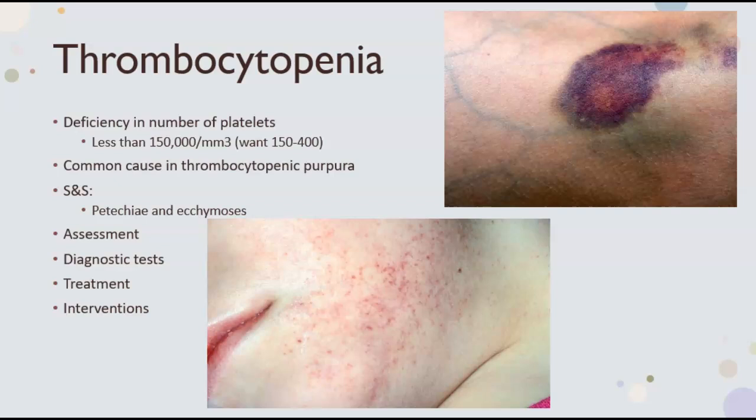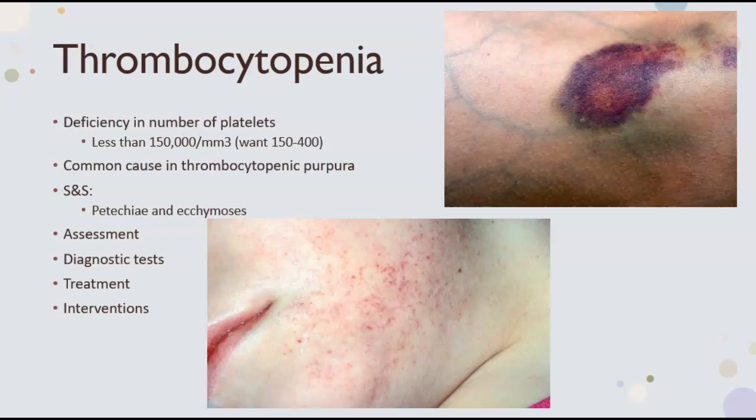A common cause is going to be thrombocytopenic purpura. So basically, the platelets become coated with antibodies. And these platelets function normally, but when they get to the spleen, they are recognized as foreign and they get destroyed. So normal platelets last about 8 to 10 days, but with thrombocytopenic purpura, these platelets only last about 1 to 3 days. It can also be caused from viral infections, medications, and autoimmune diseases.